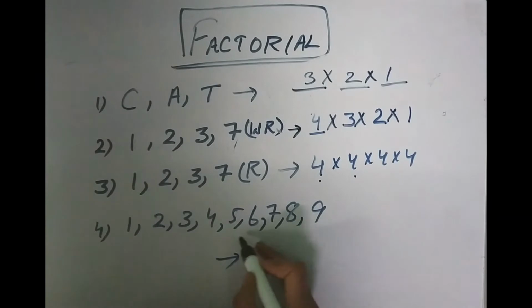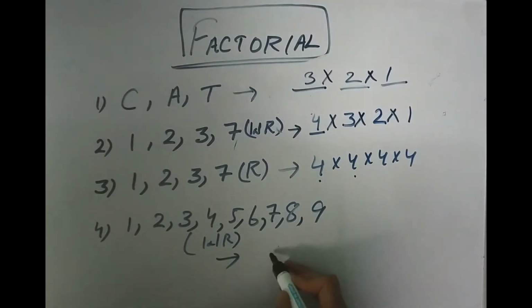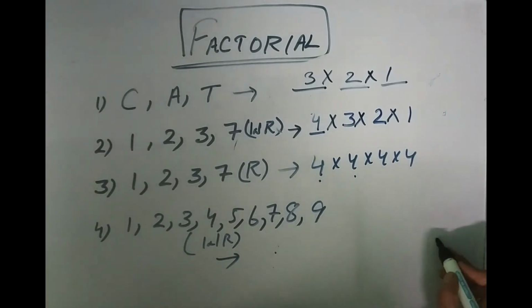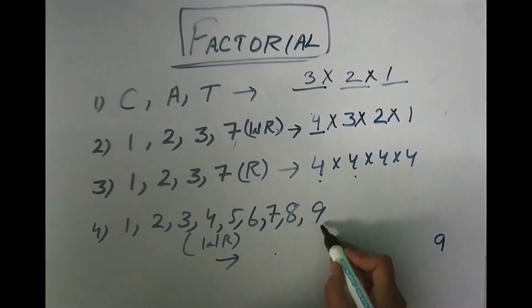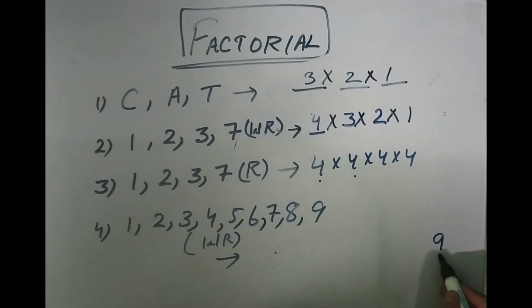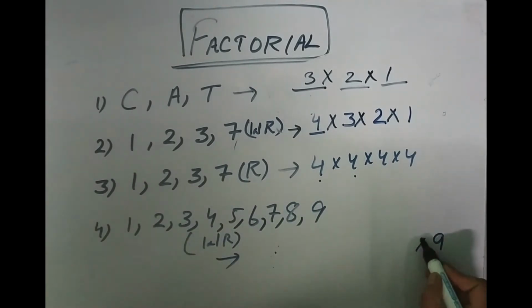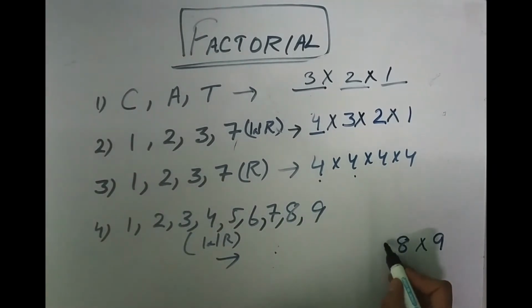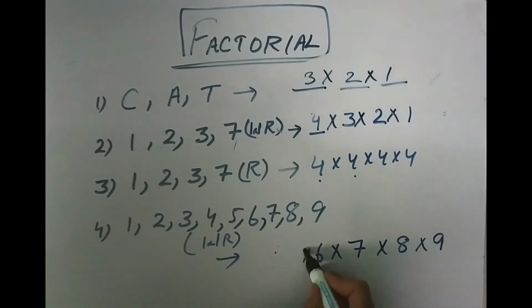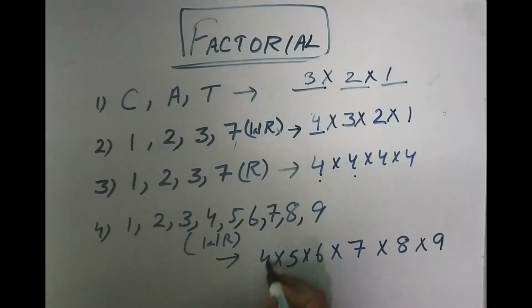Here, if it is without repetition, how many 9-digit numbers can be made? So I'm just starting from the ones place. If we are filling from the ones place, it can take 9 different values, these 9. And once the ones place is filled, then the tens place can take 8 different values. And once that is also filled, then 7, then 6, then 5, then 4, then 3, then 2, then 1.